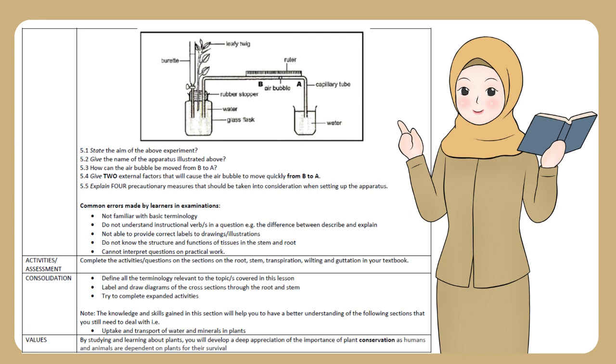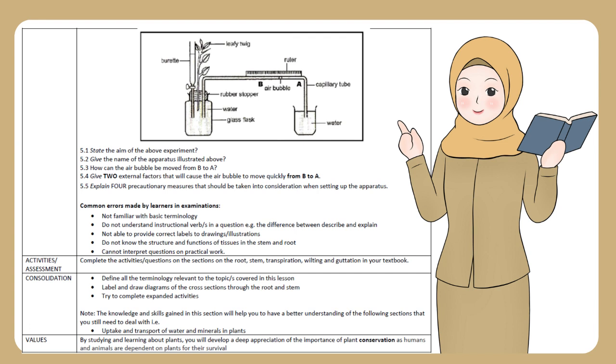Activities/assessment. Complete the activities/questions on the sections on the root, stem, transpiration, wilting, and guttation in your textbook. Consolidation. Define all the terminology relevant to the topic/s covered in this lesson. Label and draw diagrams of the cross-sections through the root and stem. Try to complete expanded activities.